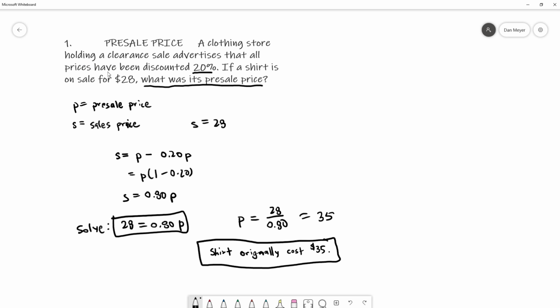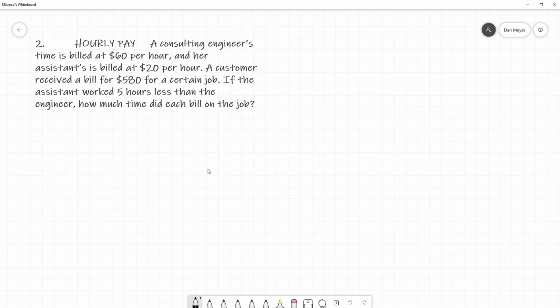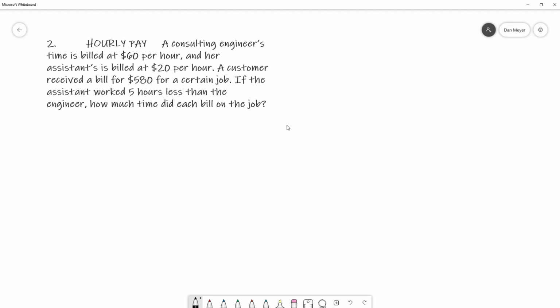That one wasn't too bad at all. Moving on to number 2. A consulting engineer's time is billed at $60 per hour, and her assistant is billed at $20 per hour. A customer received a bill for $580 for a certain job. If the assistant worked 5 hours less than the engineer, how much time did each bill on the job?